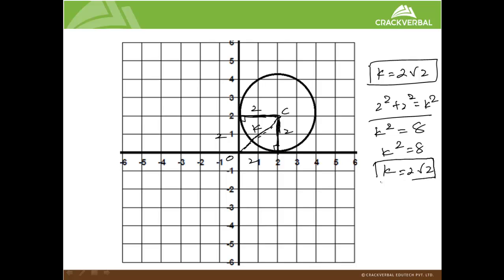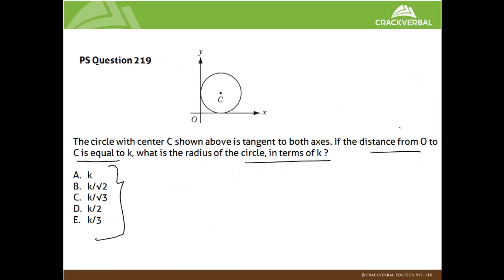Now they are asking what would be the radius of the circle in terms of k. Radius of the circle, we know r is equal to 2. So if you substitute k is equal to 2 root 2, we have to get the r value as 2. Whichever answer choice gives that should be our answer. Let's check that. K is equal to 2 root 2. If you substitute, we should get r value as 2. Answer choice A is k itself, which is technically not possible because the radius cannot be the distance from the origin to the center of the circle. It has to be less than that.